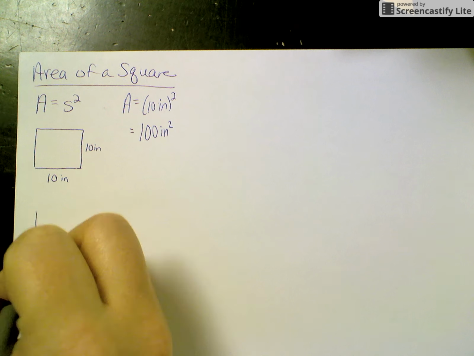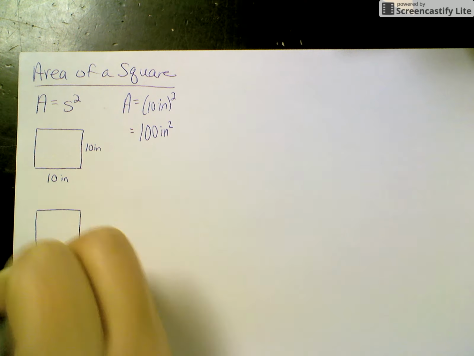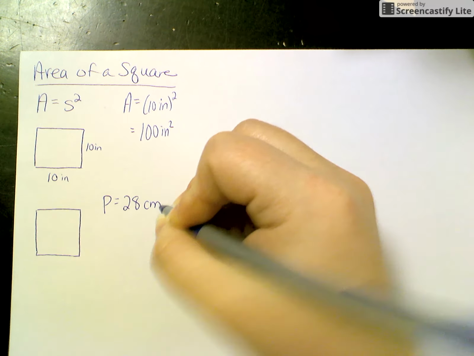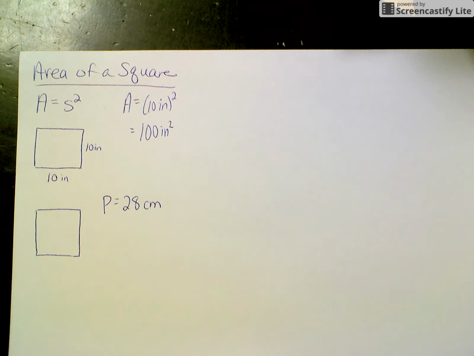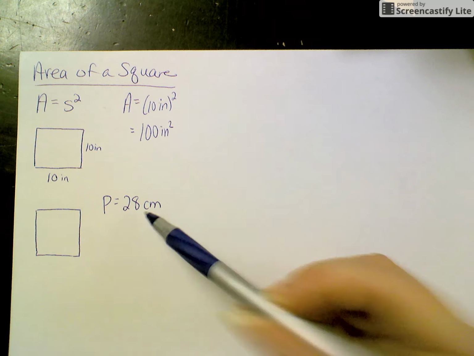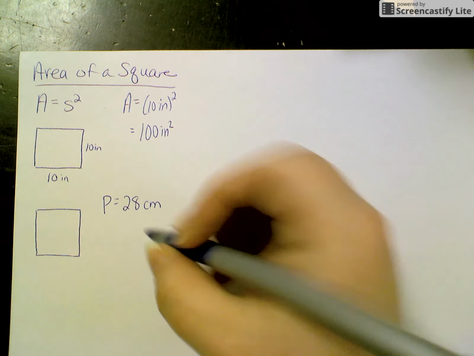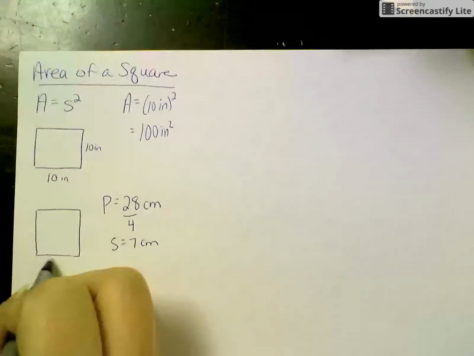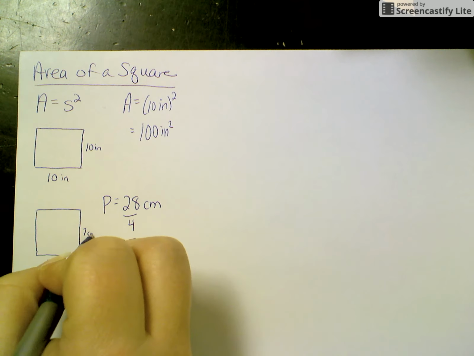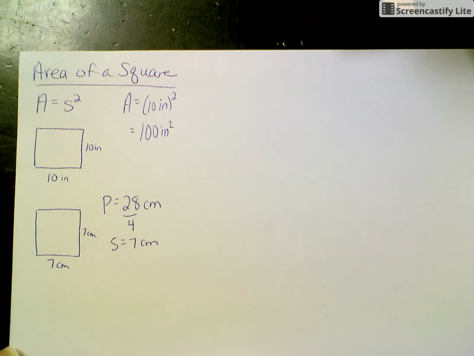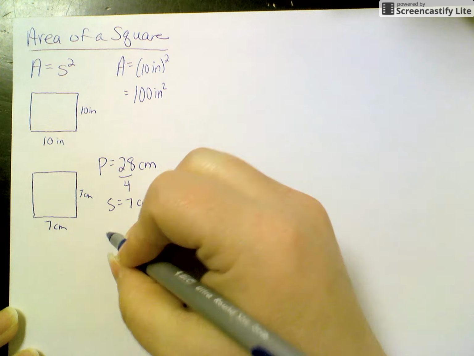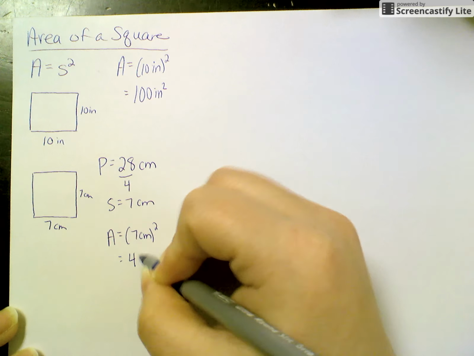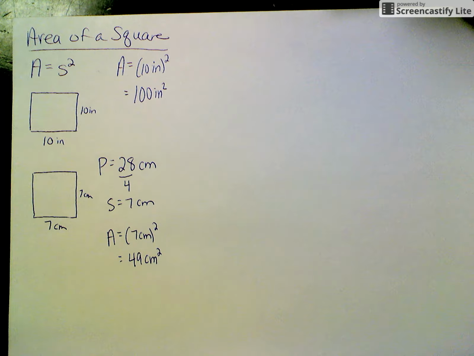Another way I could ask you about the area of a square, maybe I tell you that you have a square that has a perimeter of 28 centimeters. Now, for a square, since it has four equal sides, we can use the perimeter to tell what just one of those sides is. We would simply divide this by 4. So that means in this particular square, all four sides are 7 centimeters. And again, we can use our area formula. Area equals one side squared. 7 squared is 49 centimeters squared.